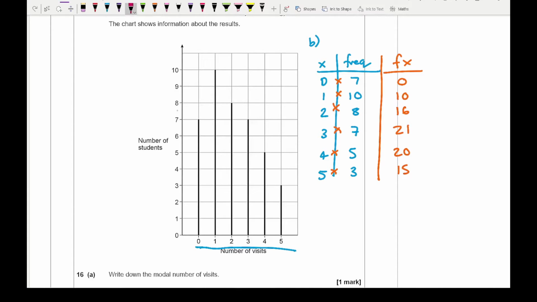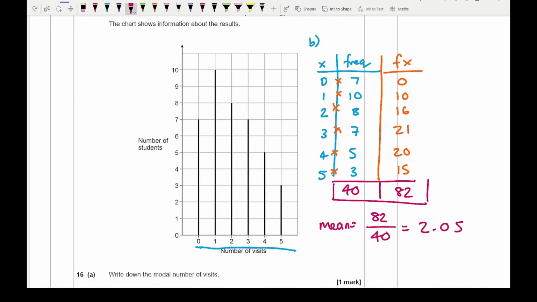The next thing I need to do is simply total up these 2 columns. So totaling those up, I get 7 plus 10 plus 8 plus 7 plus 5 plus 3, which is 40, which is correct because it tells us that in the introduction of the question. And then the total fx, which is 0 plus 10 plus 16 plus 21 plus 20 plus 15, gives us an answer of 82. So the mean is going to be the total fx, which is 82, divided by 40. And if I type that into my calculator, I get an answer of 2.05.